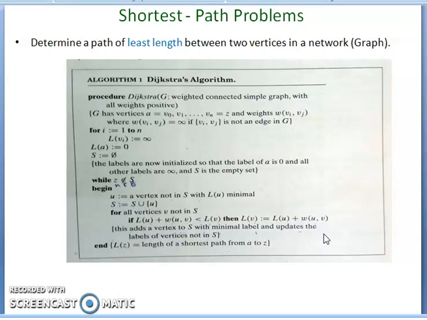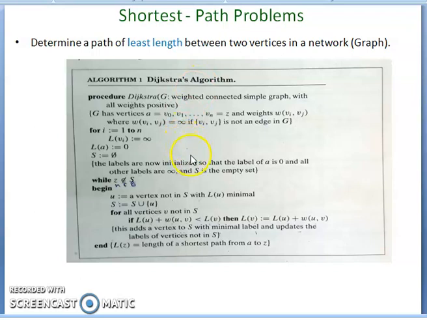Welcome back to the shortest path problem, where we discuss Dijkstra's algorithm. What is the shortest path problem? The shortest path means determining a path of least length between two vertices in a graph. There are so many ways you can move from one node to another node in a graph. Find the shortest path from source to destination. For that there is an algorithm called Dijkstra's algorithm.